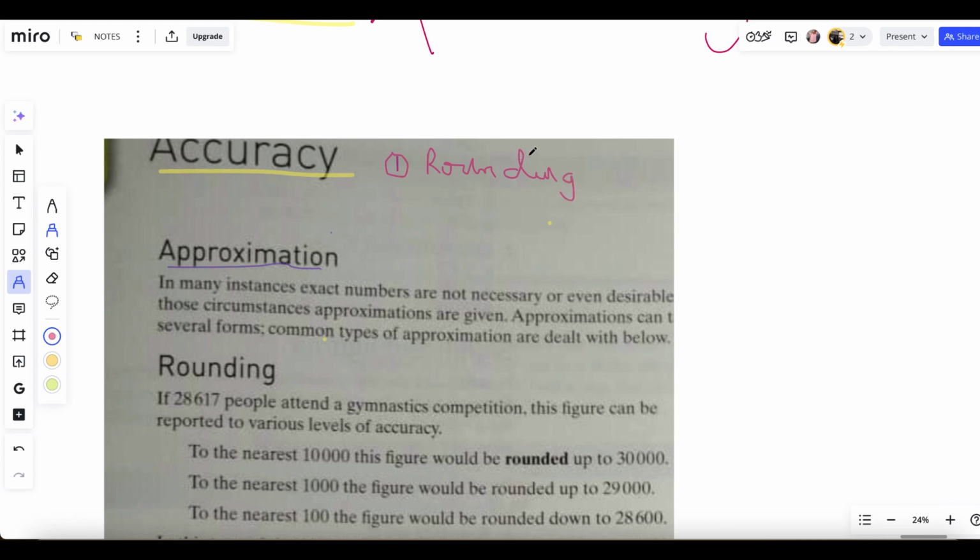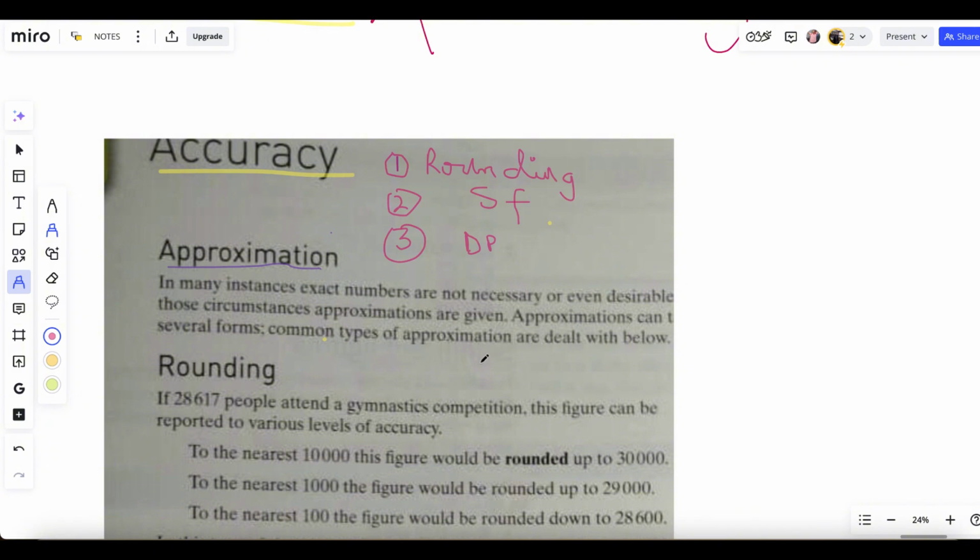The first one is rounding. Most of us are very familiar with rounding. The second one is significant figure, so I just write SF. How many significant figures they want us to use to approximate the number. The third method we use for approximation is called decimal places, DP. So maybe 2 DP, 3 DP, 2 decimal places, and so on. So these are the 3 methods we normally use for approximation.